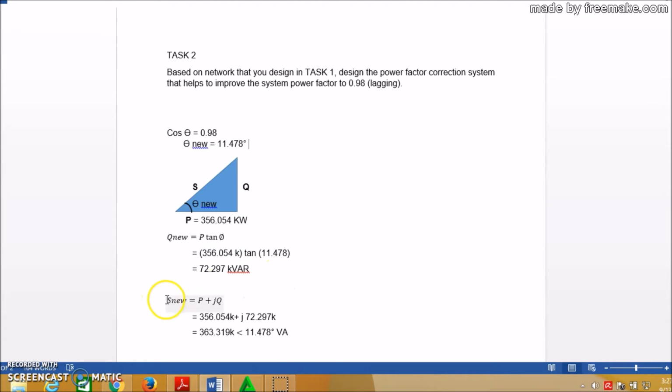Next, we will calculate the value of S new. The formula that we use for S new is S new equal to P plus jQ. P is the same as in Q new. We use the same value for P in Q new and S new. So this is the value of P, plus jQ. We use the value of Q new that we calculated just now, which is 72.297 kVAR. So this is the final answer for S new.